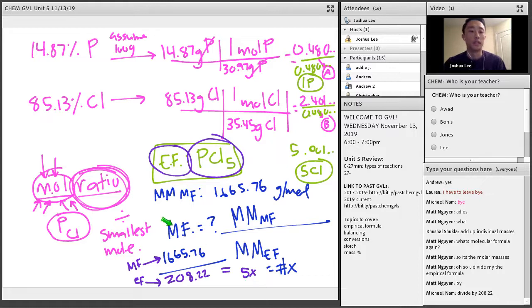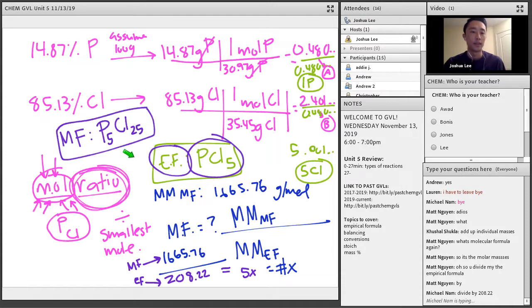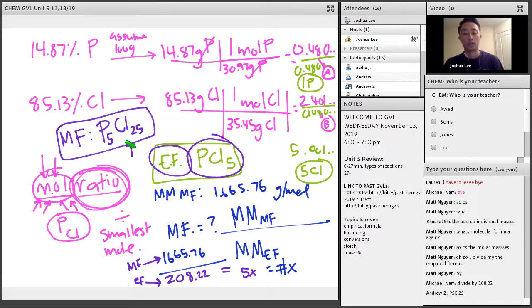So that to get your molecular formula, you need P5Cl25. So it's like this would be the actual molecule that you would have. The empirical formula, you just reduce it down to its simplest formula.